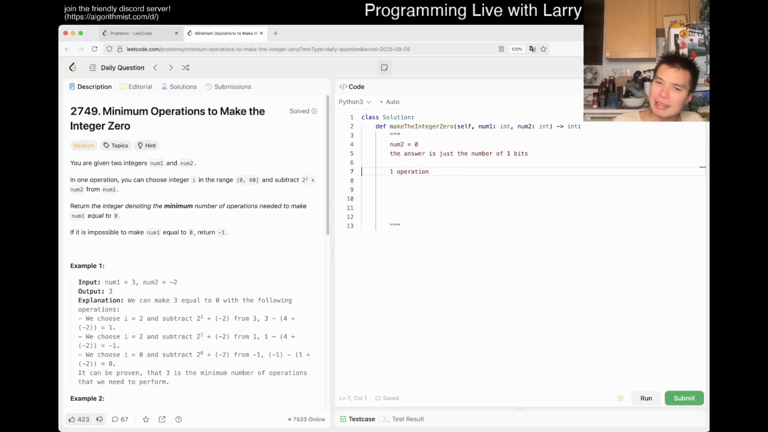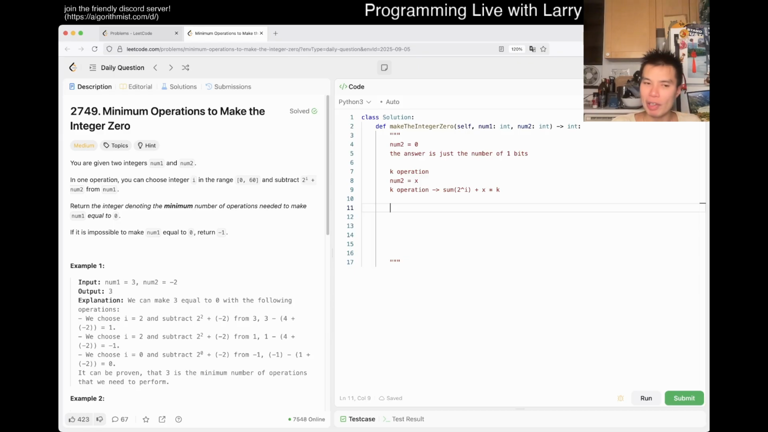Okay, but now maybe num2 is equal to x, and let's say we have k operations. Well, in k operations we are subtracting some sum of 2 to the i for k of them, plus x times k, and then you subtract this from num1. It depends how you want to write it; you could say positive or negative. So that is enough, because now we can just brute force k maybe.